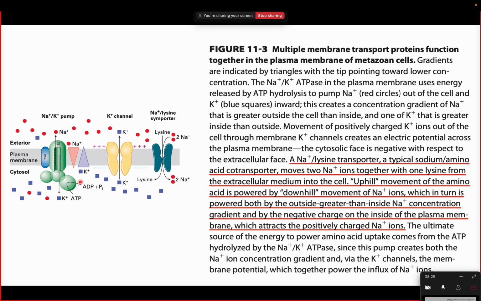A sodium lysine transporter, a typical sodium amino acid co-transporter, moves two sodium ions together with one lysine from the extracellular medium into the cell. Uphill movement of amino acid is powered by downhill movement of sodium ions, which in turn is powered both by the outside greater than inside sodium concentration gradient and by the negative charge on the inside of the plasma membrane, which attracts the positively charged sodium ions.